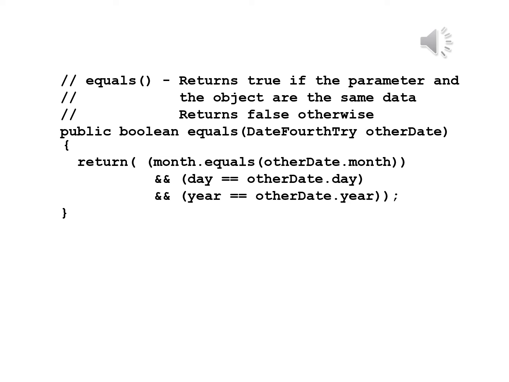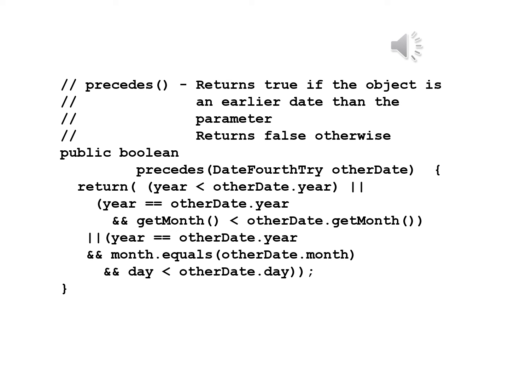The other thing to notice is that I have month, day, and year being compared to otherDate.month, otherDate.day, or otherDate.year. This is how we can tell which is the data item belonging to the owning object and which is the data object belonging to the object passed as a parameter.